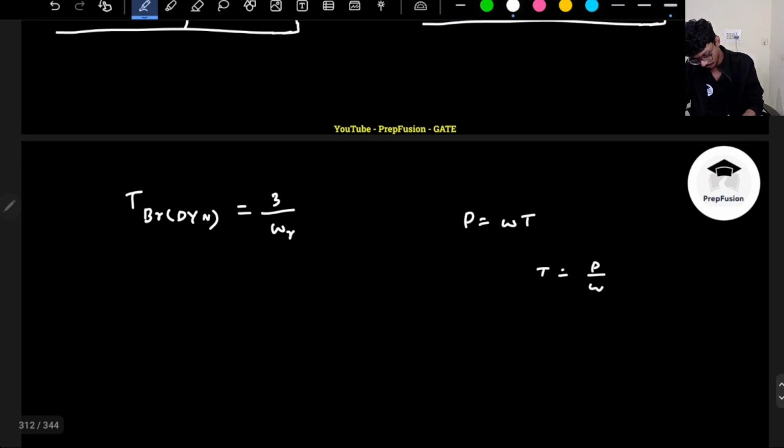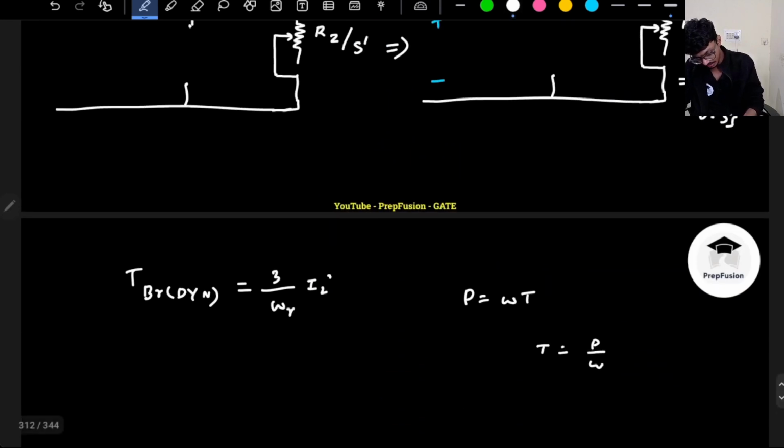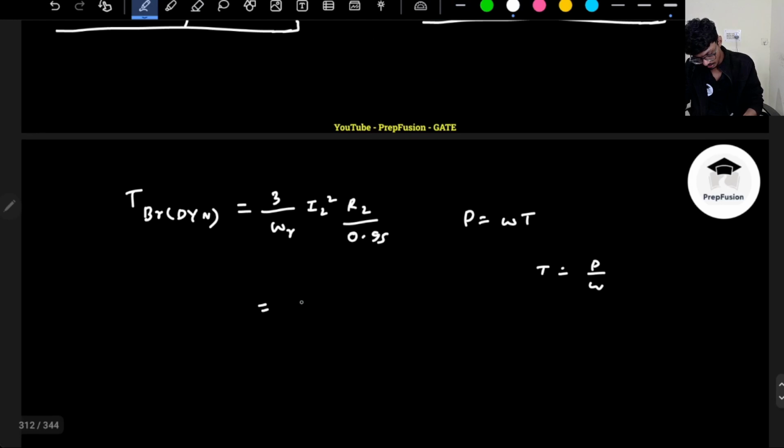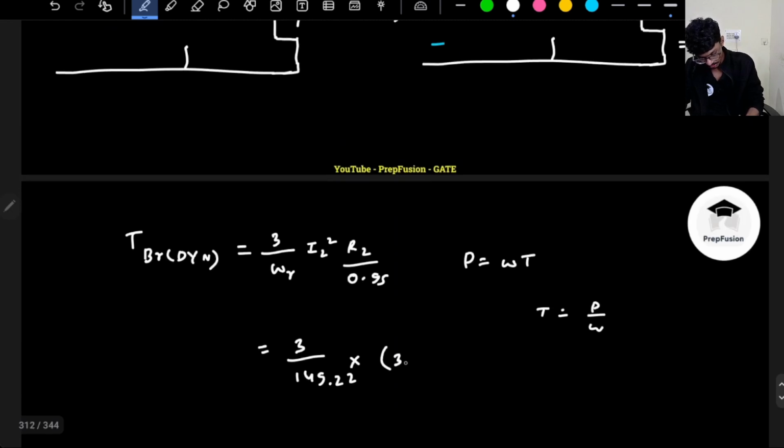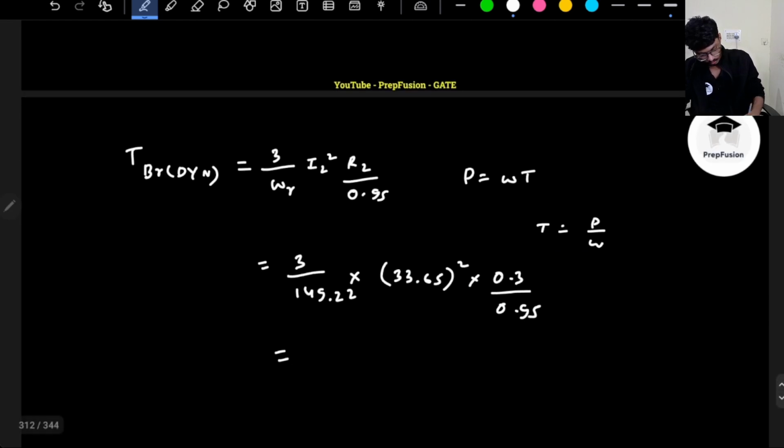So 3 by omega r into I2 squared, this current will not change, just the load will change now, R2 divided by 0.95. So this will be 3 by 149.22 into I2, which will not change because it is providing the same air gap flux, 33.65 whole square into R2, which is 0.3 divided by 0.95. So roughly it will be 0.3 only. So 3 into 33.65 whole square into 0.3 divided by 0.95, although it will be very low.